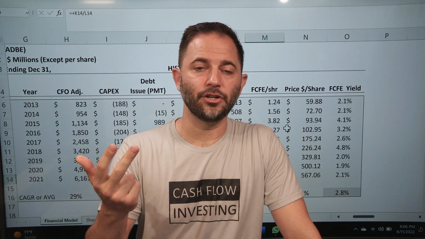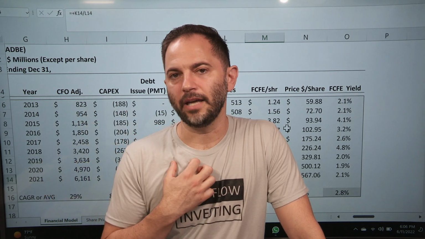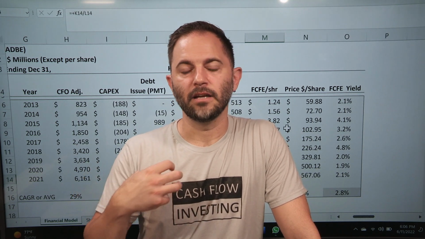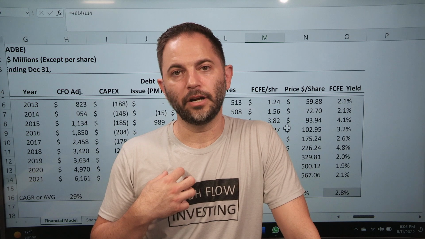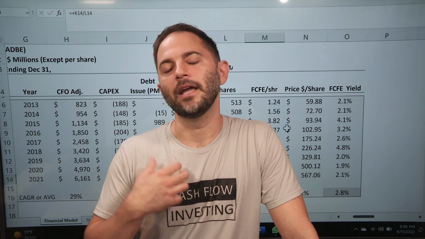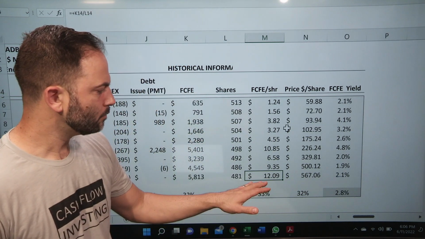It could sit on the balance sheet. They could go acquire other companies with it. Whether they give it to me today or in the future in terms of share buybacks or what have you, it's my pro rata share of the cash flow of the investment I made in their business. And I want to count that in my investment return going forward.